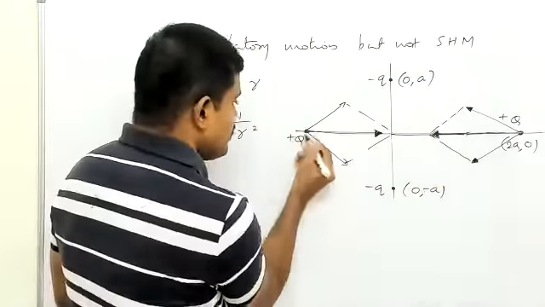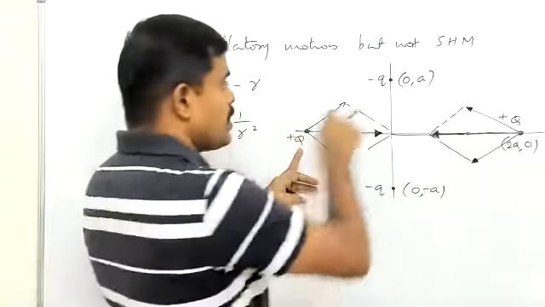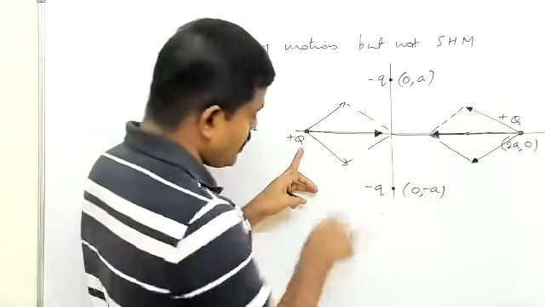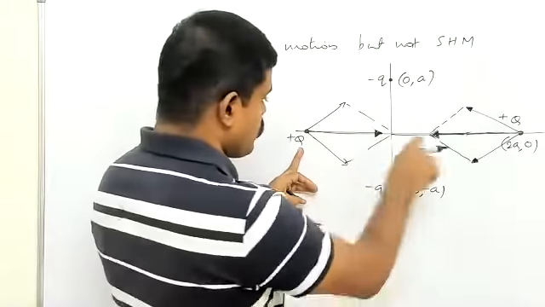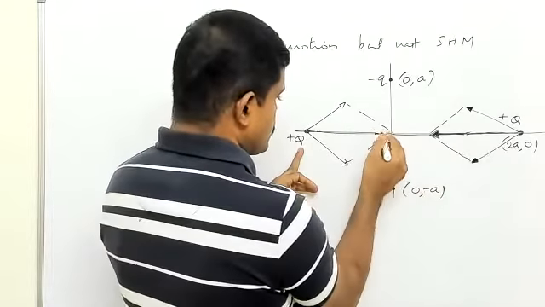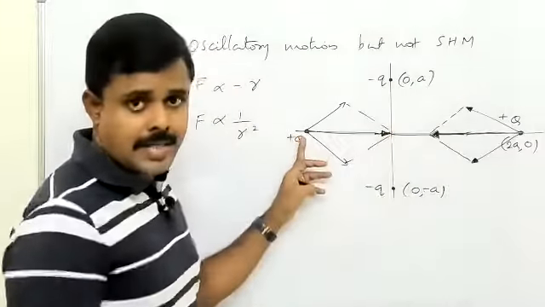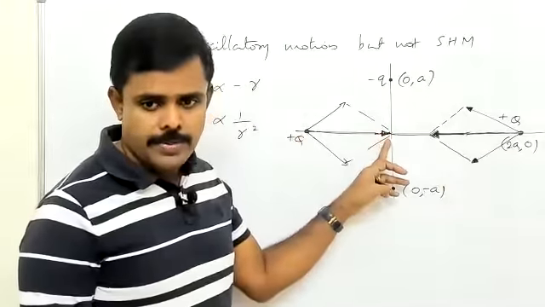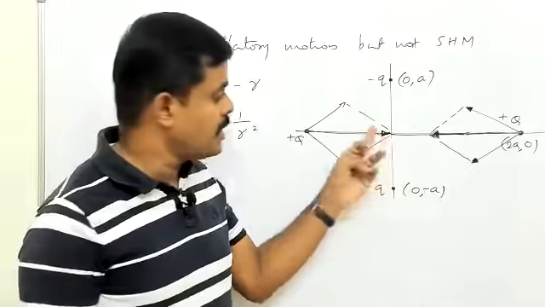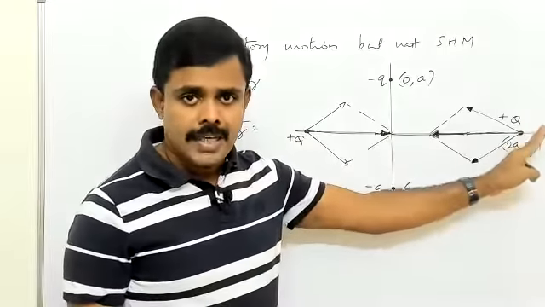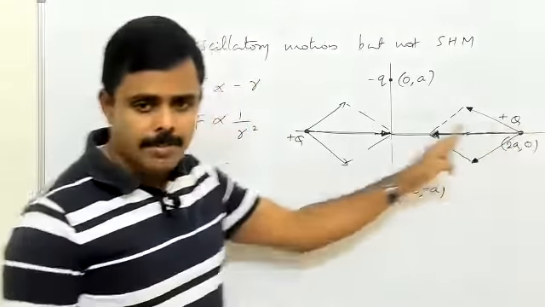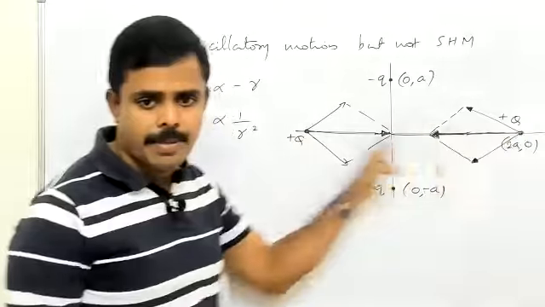When it reaches here, this is plus Q, no? That is being pulled by minus. Complete the parallelogram. Draw the diagonal. That would be the resultant. This is the resultant. So again, that will go back to the other side. It will try to stop here, but it can't stop. It is helpless because it has inertia. So it will go to the other side. There, it feels the same thing. It will come back to this side, go to the other side, come back to this side.